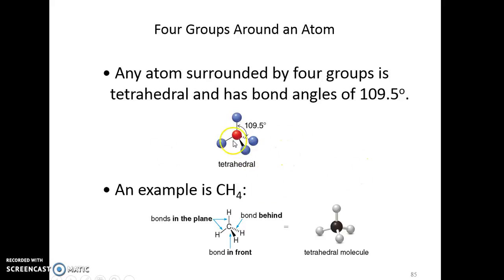And for 4 things to get as far away from each other as possible around a central atom, it goes into what we call a tetrahedral shape. The angle's 109.5, and this is very symmetrical. Those 4 points are at the corners of what we call a tetrahedron. So the carbon we say is tetrahedral, and then we also say the molecule is tetrahedral.